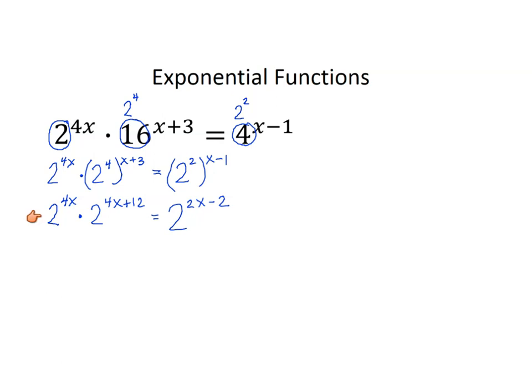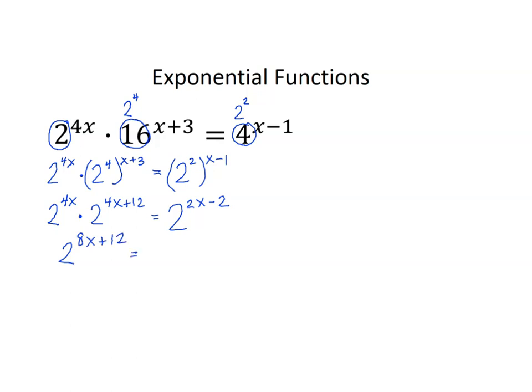All right, more exponent laws. Here I have two powers that I'm multiplying together that have the same base. Think back for a moment and see if you can remember what to do with these exponents. When I'm multiplying and the bases are the same, I have to add the exponents together. So what am I going to get if I add 4x to 4x plus 12? Well, I can only combine like terms when I'm adding. So I'll get 8x plus 12.